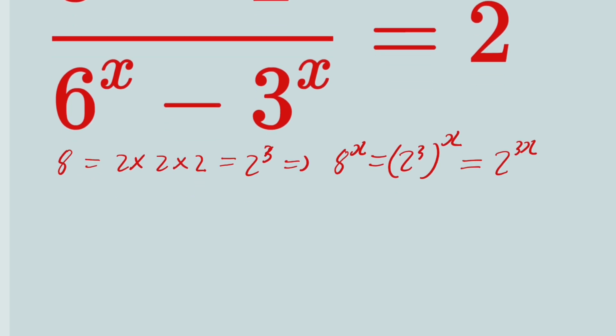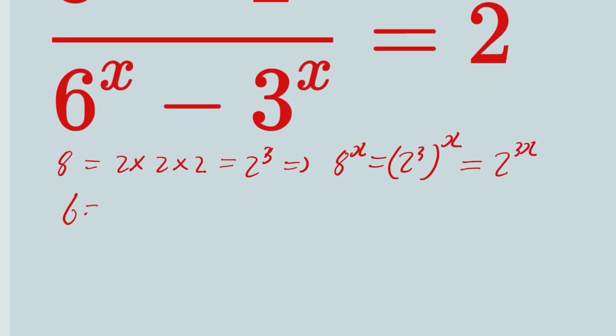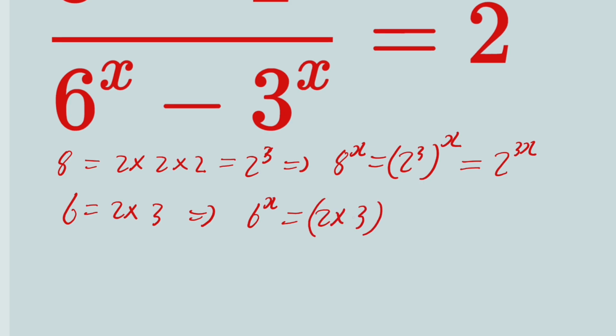The number 6, looking at this now, 6 is simply equal to 2 times 3. This implies our 6 to the power x is equal to (2 times 3) to the power x, which simply is equal to 2 to the power x times 3 to the power x.